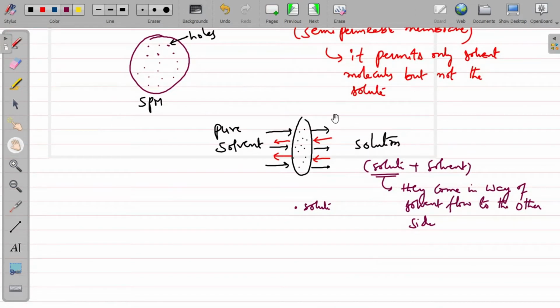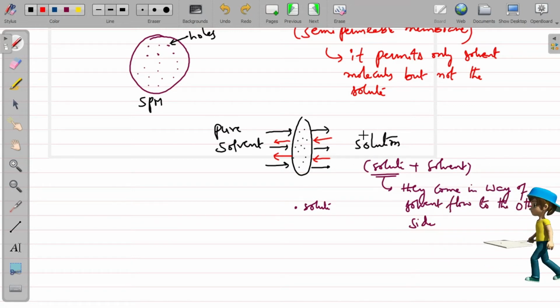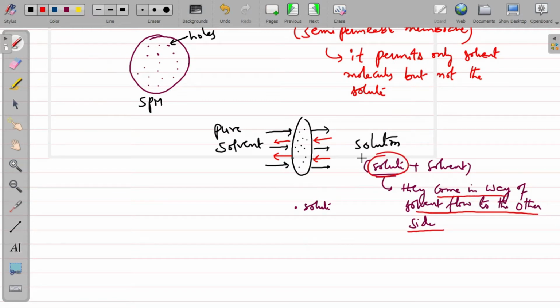Since the concentration of solvent is more on the left hand side as compared to the right hand side, molecules will flow from left to right more in quantity as compared to right to left. I have drawn here black color lines from the pure solvent to the solution side, more in number as compared to the red color lines traveling from the solution side to the solvent side, because solvent flow is hindered from right to left because of the solute presence. That's why the flow will be less as compared to the pure solvent to solution side.